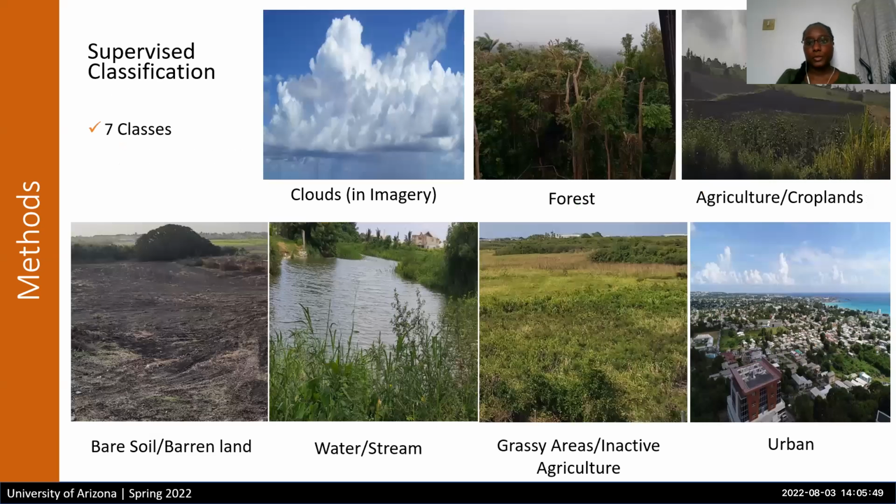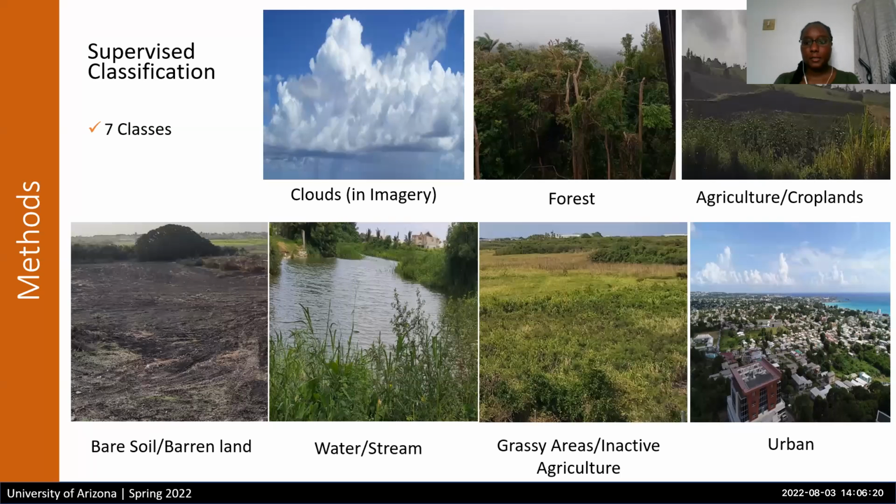7 classes were chosen to train the supervised classification. The first one is forest or dense vegetation, then agriculture or crops, and these include various crops from sugarcane to corn, so they're all grouped into one category. The third group is bare soil or barren land, then water or streams, and this includes small ponds, even ponds along golf courses, and grassy areas or inactive agriculture.